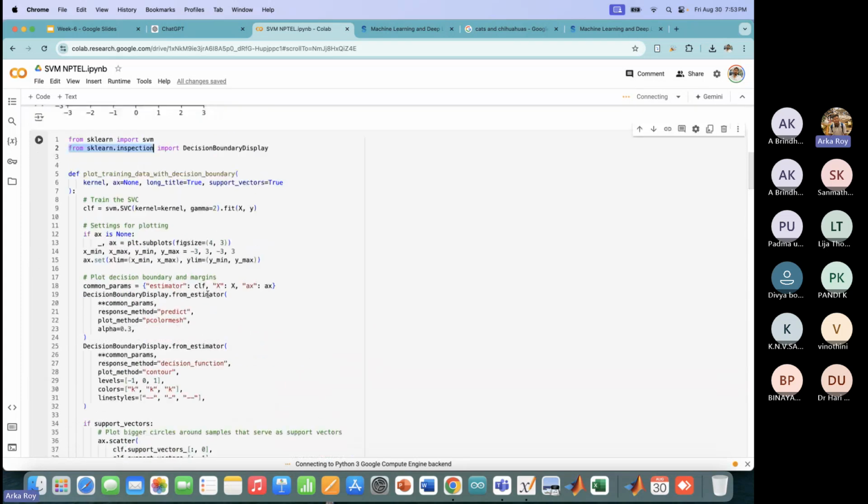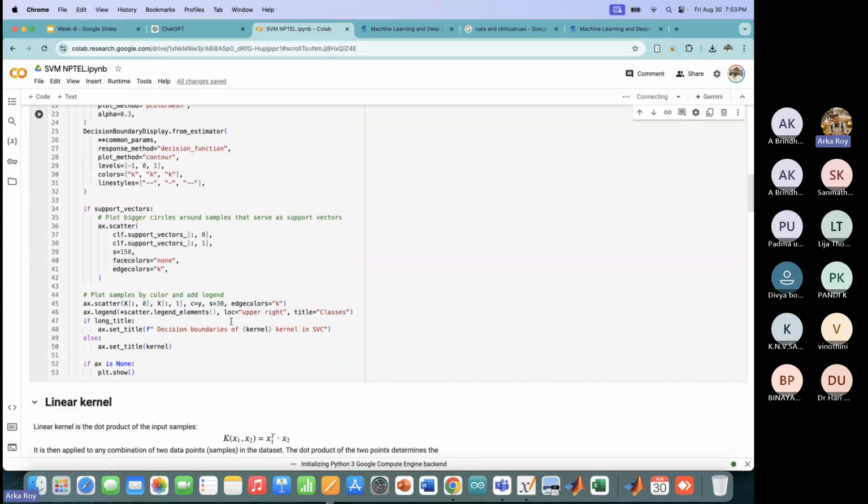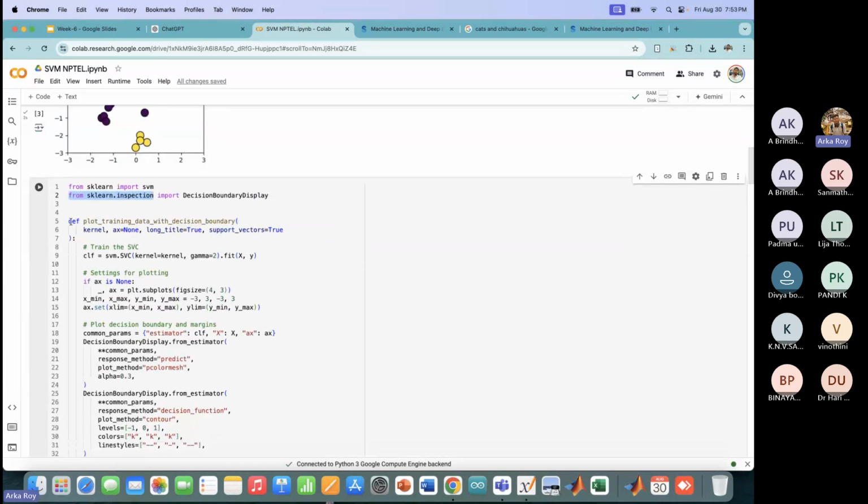Then I have created a custom function, and let me walk you through what I have done. So this is a function. To write a function, we have to write a definition. So def is basically the instantiation of a function. The name of the function is plot training data with decision boundary, and the arguments are kernel, and I will tell you what kernel basically means, the axis, the title of the figure, and the support vectors.